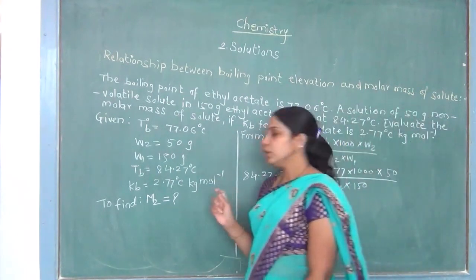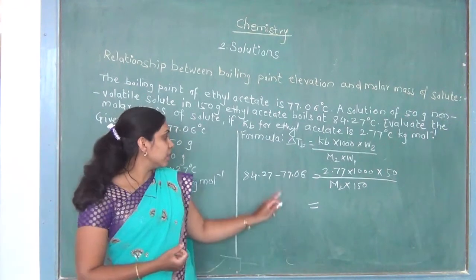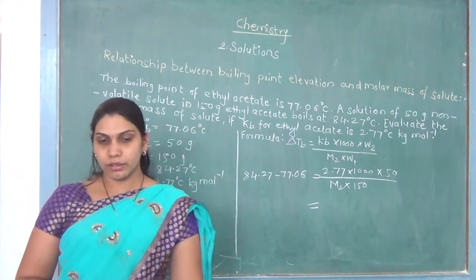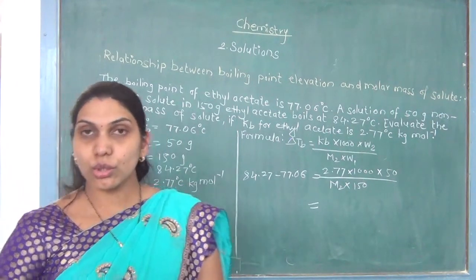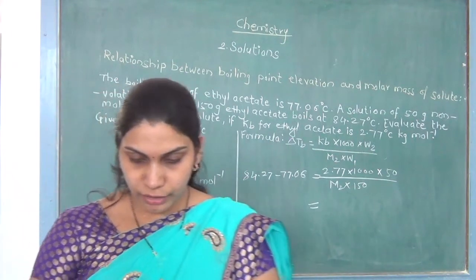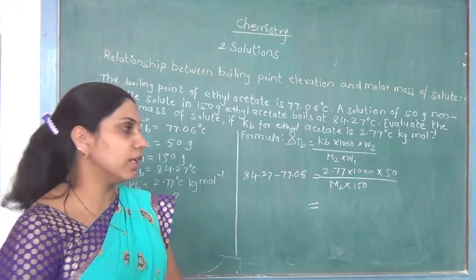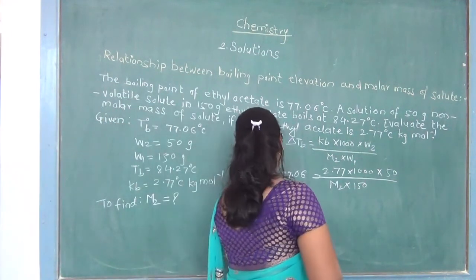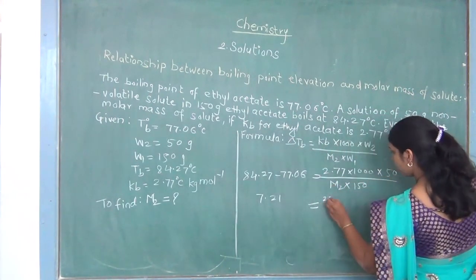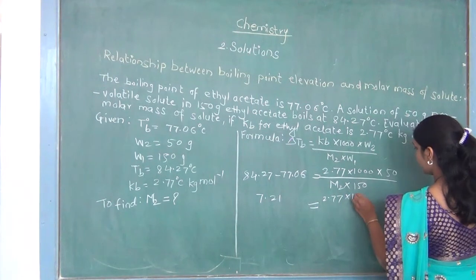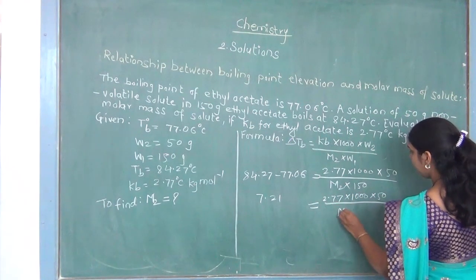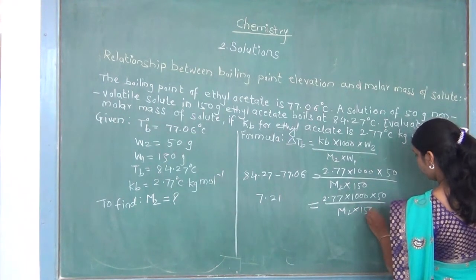See, you subtract 77.06 from 84.27. So the delta TB obtained is 7.21 degrees Celsius, which is equal to 2.77 into 1000 into 50 divided by M2 into 150.